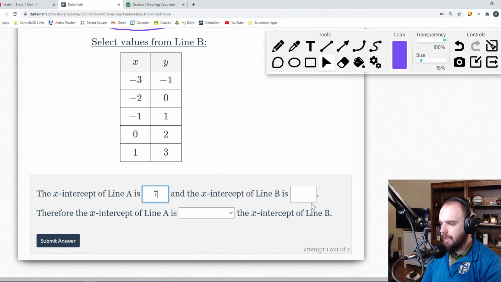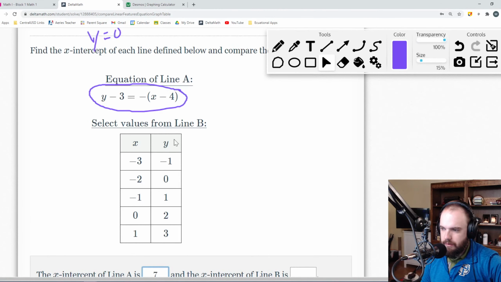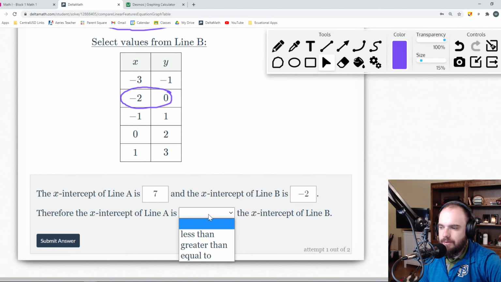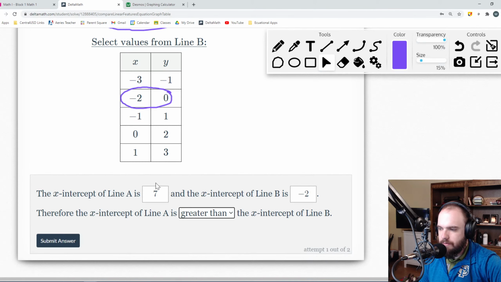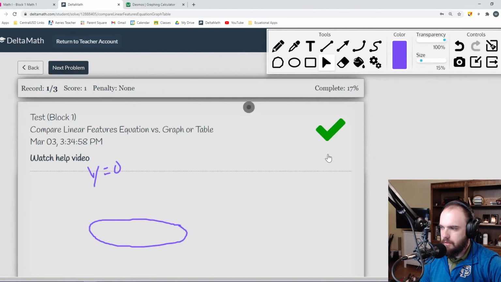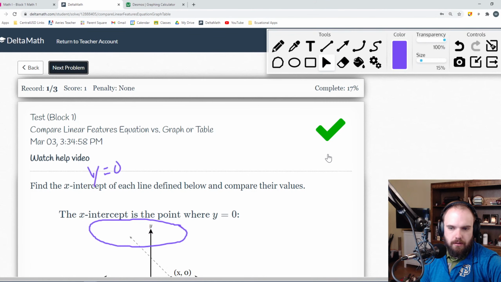But now we need to find the x-intercept for line B. Remember we said that we find the x-intercept by looking for when y is equal to 0. So if you look right here, we have y is equal to 0 in the table. So our x-intercept for that is going to be -2. So the x-intercept for line A is going to be greater than, because 7 is greater than negative 2. And voila. All right, so there's number 1.